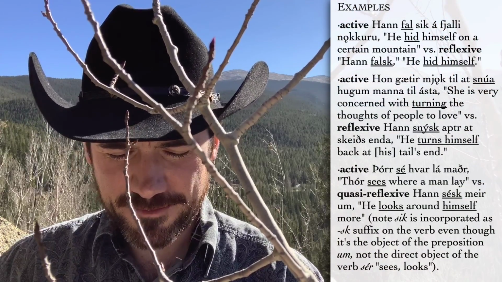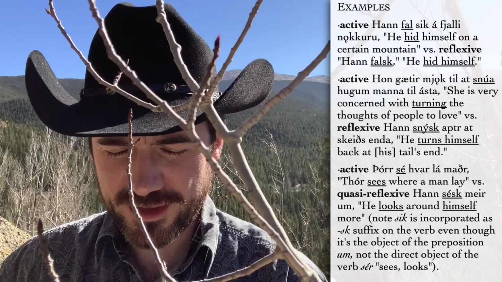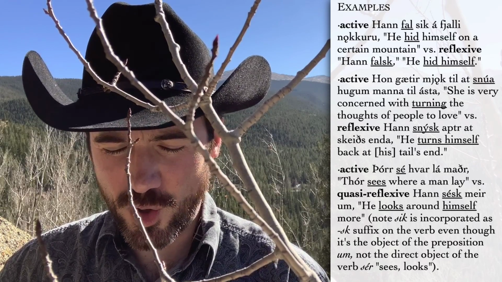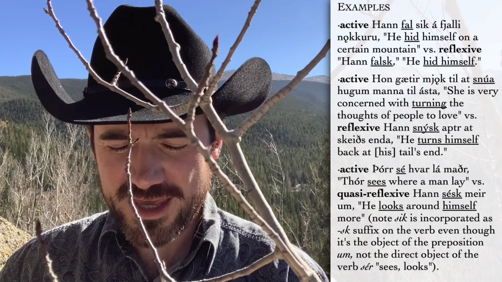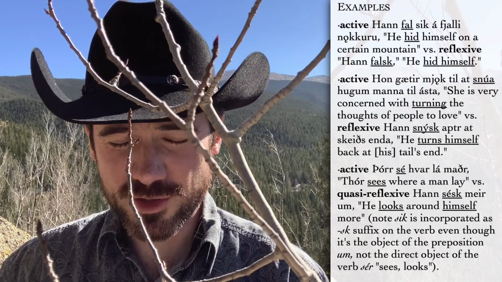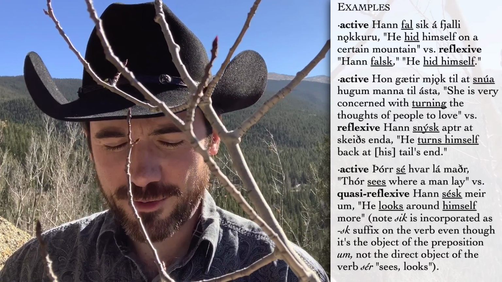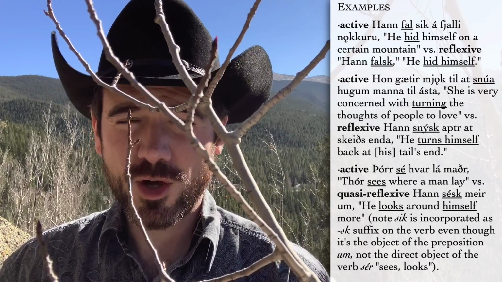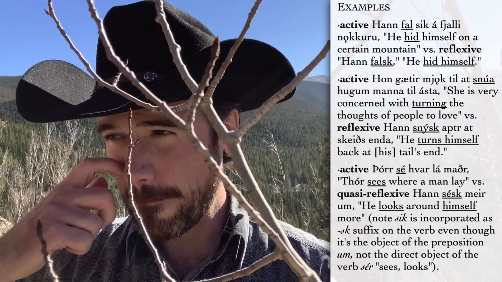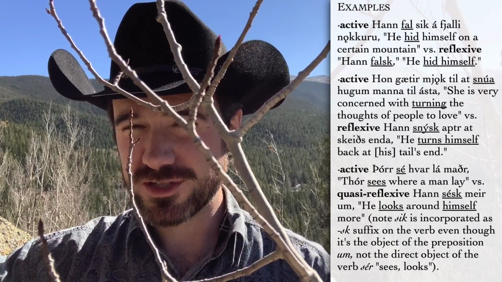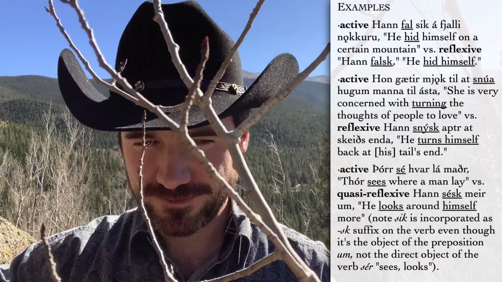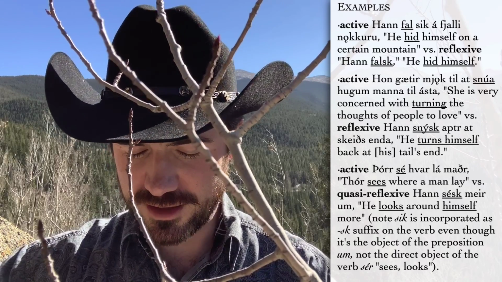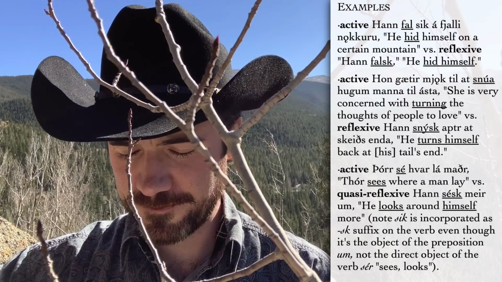Fela means hide, so here's an example with the actual full word form sig. Hann faldi sik á fjalli nökkru. He hid himself on a certain mountain. But we also see hann faldisk. He hid himself, right? He hid, right? You would use, without the sk, hann faldi something else, right? Hann faldi sverð, right? He hid a sword. But hann faldisk, he hid himself with that reciprocal sk.